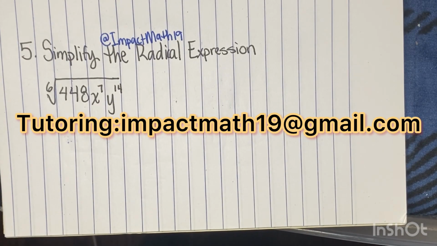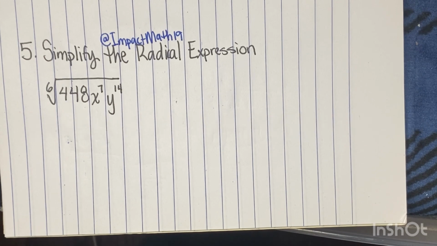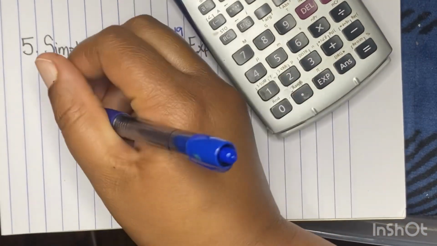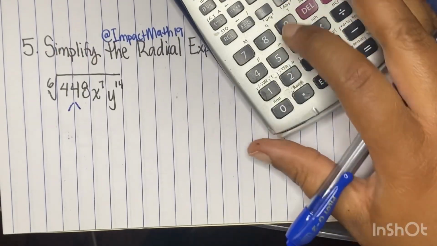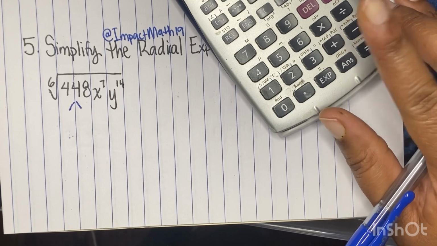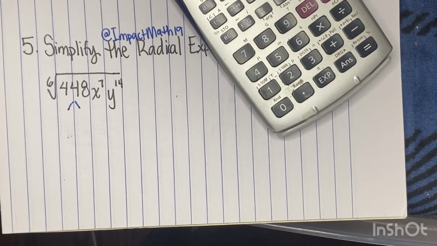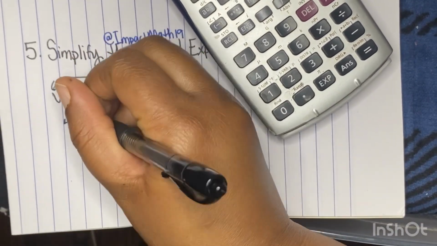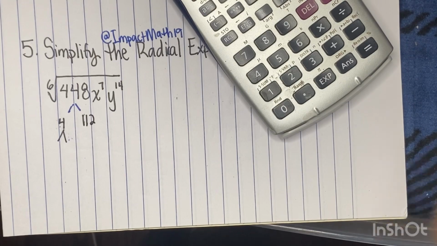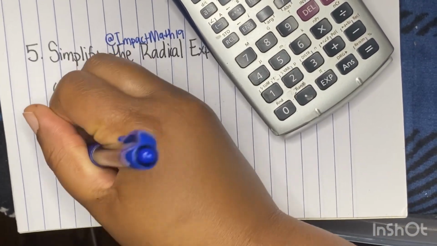So we're simplifying the radical expression. We have the 6th root of 448, x to the 7th, y to the 14th. So we need to figure out what times what gives us 448. And so 448, I believe, can go into 4. So we have 4 and 112. And then what times what gives us 4? We have 2 times 2.